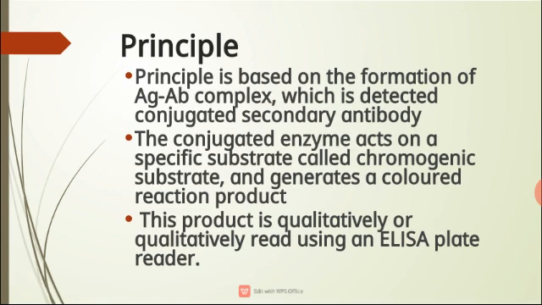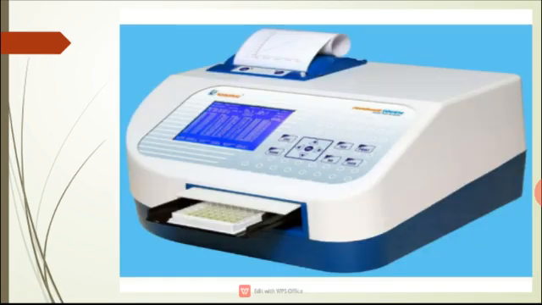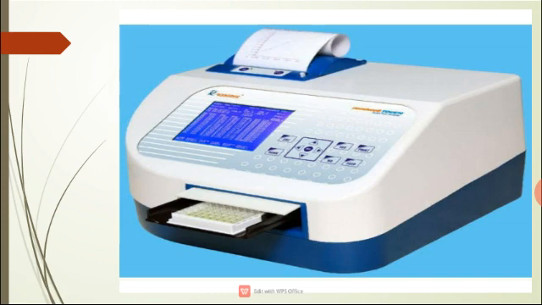Principle of ELISA. The principle is based on the formation of an antigen-antibody complex, which is detected using an enzyme conjugate. The conjugated enzyme acts on a specific substrate called a chromogenic substrate and generates a colored reaction product. This product is read qualitatively or quantitatively using an ELISA plate reader. Here you can see the ELISA reader picture.